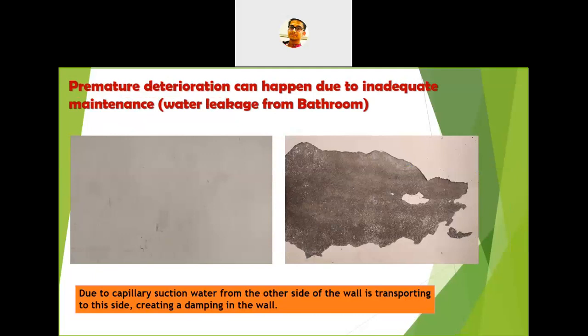So this is a case study of a building in my local area. This is actually water leakage from a bathroom. Due to capillary suction, water from the inside of the bathroom is transported to the other side of the wall, and you can see they are getting some patches, white marks on the surface. You can see here.